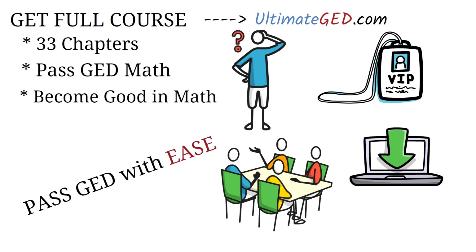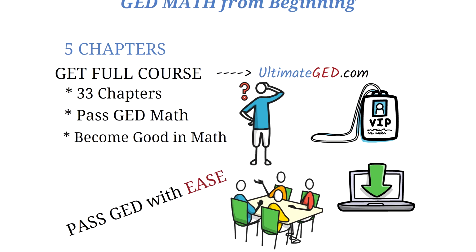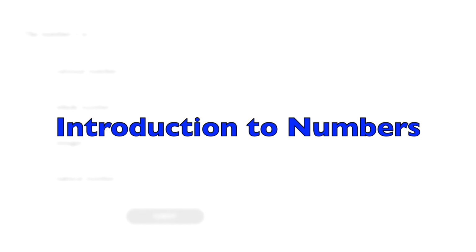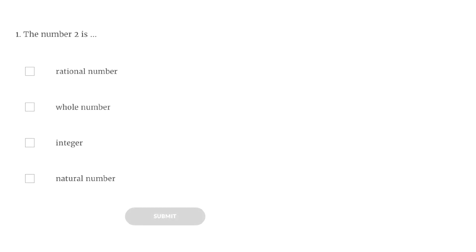Let's start from the absolute beginning. We are starting with Introduction to Numbers. Question 1. The number 2 is. Here we are supposed to select all that applies.